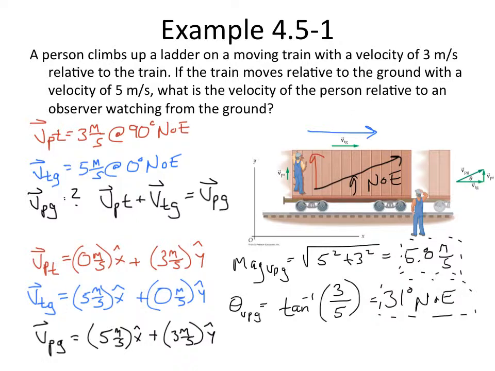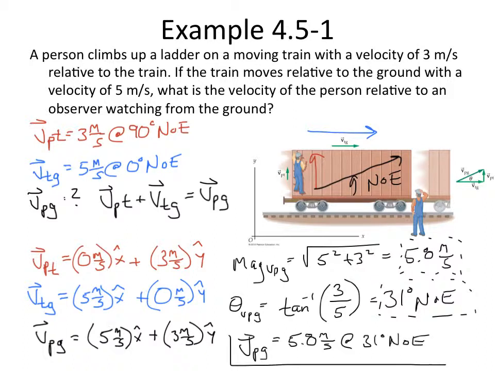So your final answer is going to be the velocity of the person to the ground is 5.8 meters per second at 31 degrees north of east. We wrote it a while ago in unit vector notation, and this right here is magnitude and direction notation. So that's example 4.5, number 1. This is the beginning of our adding of vectors so that we can determine relative motion. See you in example 2 in just a bit.